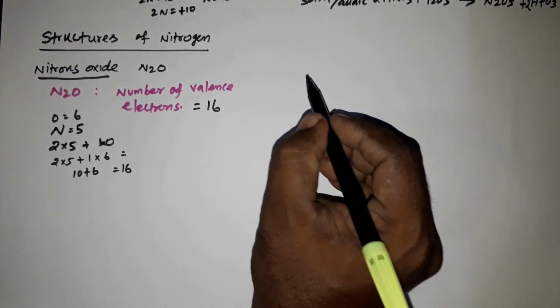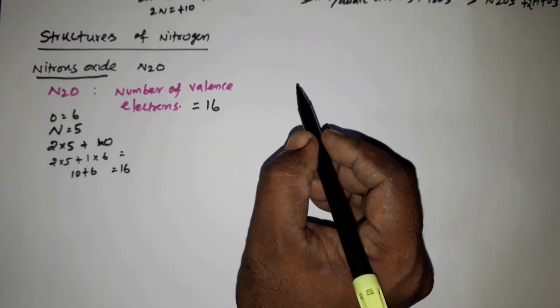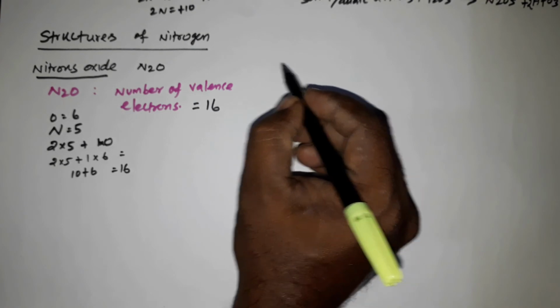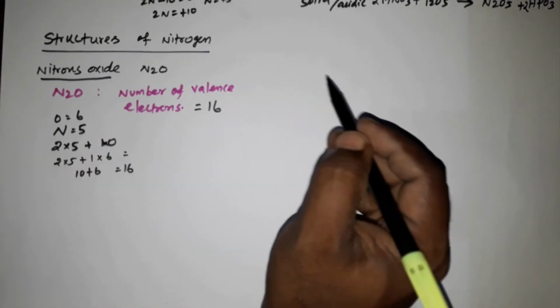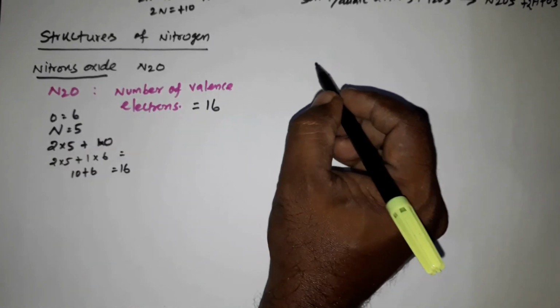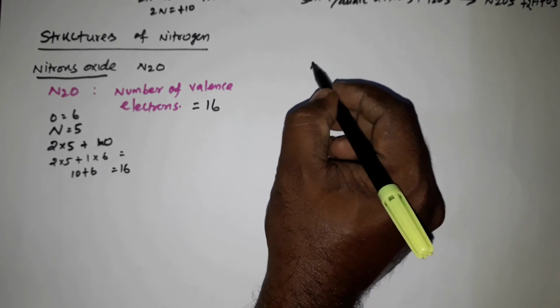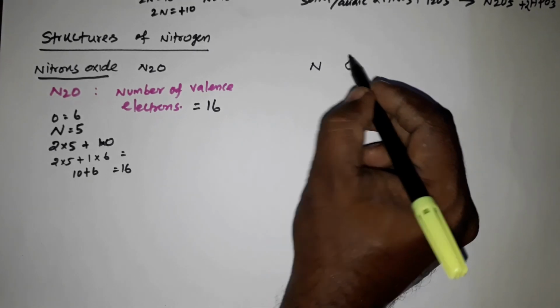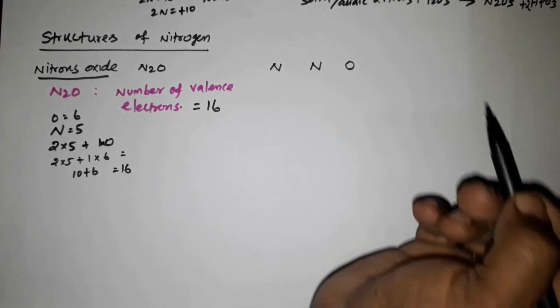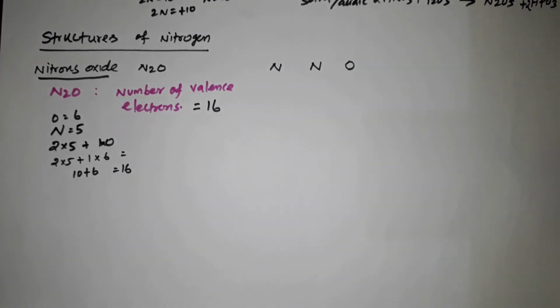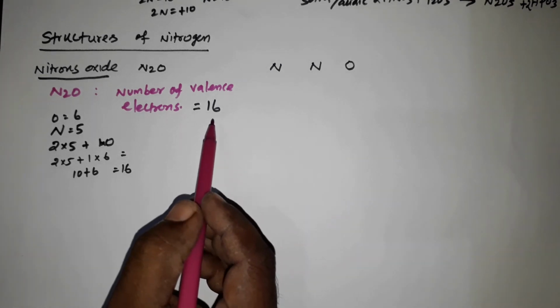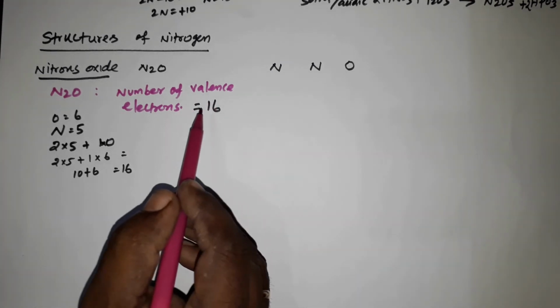Now there are 3 atoms, 2 nitrogen atoms and 1 oxygen atom. So write the least electronegative atom in the middle. Comparing oxygen and nitrogen, nitrogen is the least electronegative. So write nitrogen in the middle, then oxygen on one side, nitrogen on the other side. Clear? Okay. Now the second step, after counting the valence electrons, which is step number 1.